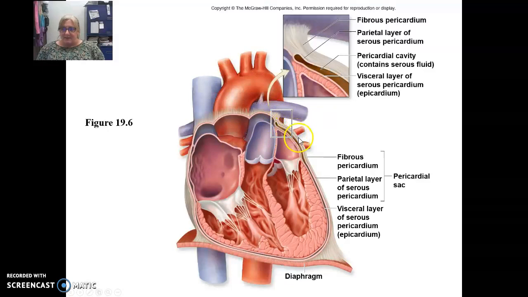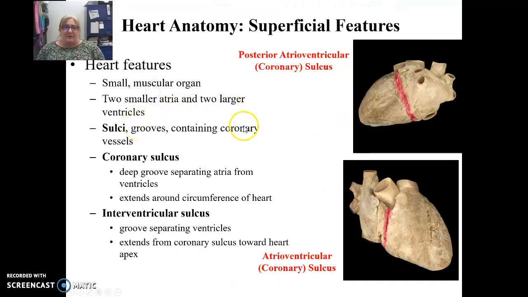Here's that fibrous pericardium that helps in holding the heart where it belongs. And then right here along this edge, there's the parietal pericardium. And then right along this edge is the visceral pericardium. The visceral pericardium is also known as your epicardium. So there are layers to the heart. The epicardium is the outermost layer of the heart.